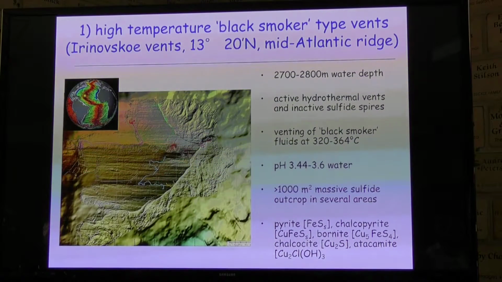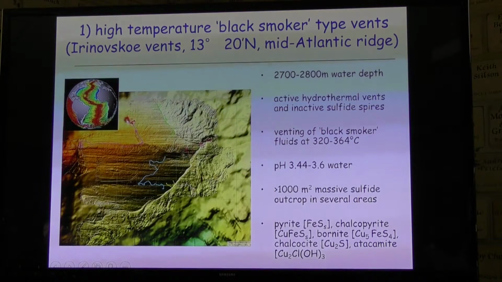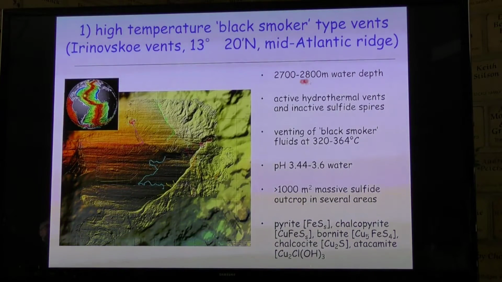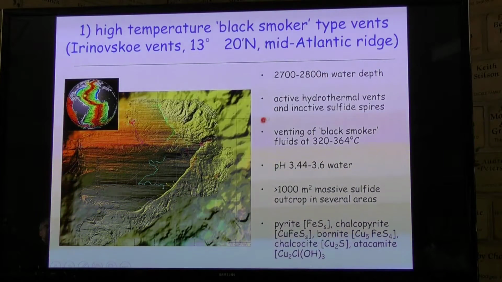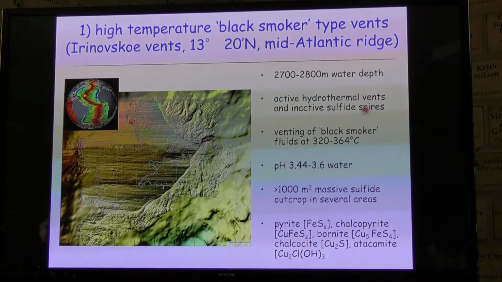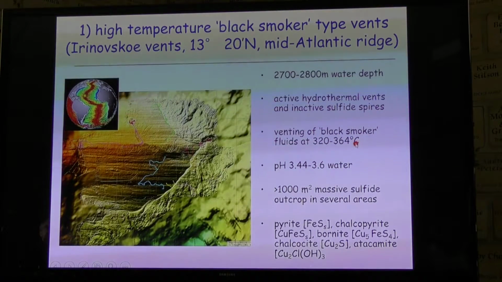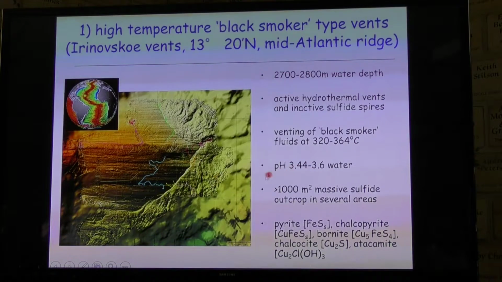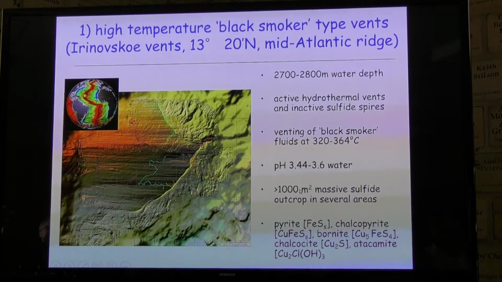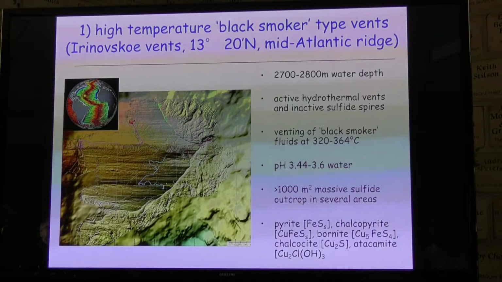And these are the dives that we did with our remotely operated vehicle, and the area here for the vents are right in this area. And so they're in fairly deep water, 27 to 28 meter water depth. There were hydrothermal vents, a lot of active ones and inactive sulfide spires. They had fluid temperatures between 320 and 364 degrees and low pH water. Okay? So again, these black smokers are characteristically acid pHs, and when we get to the Lost City type, they're going to be very basic.